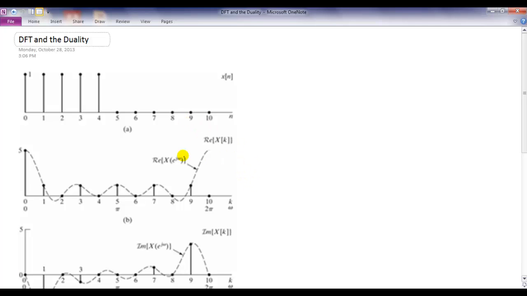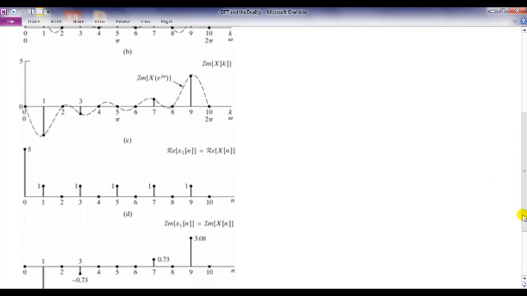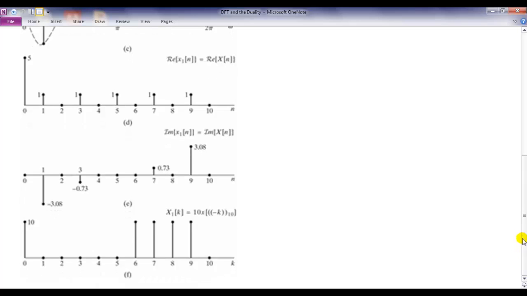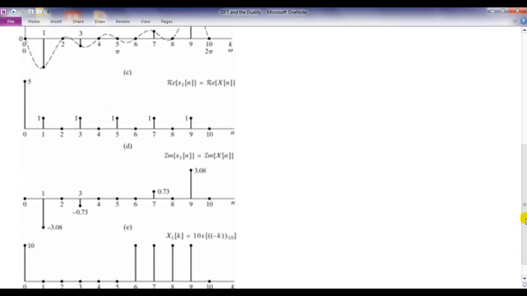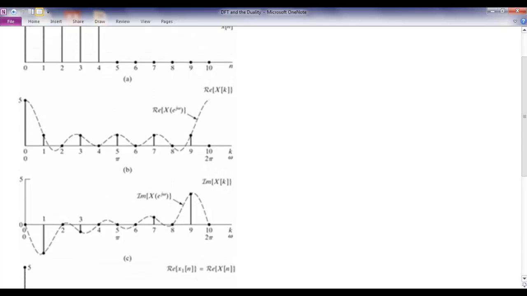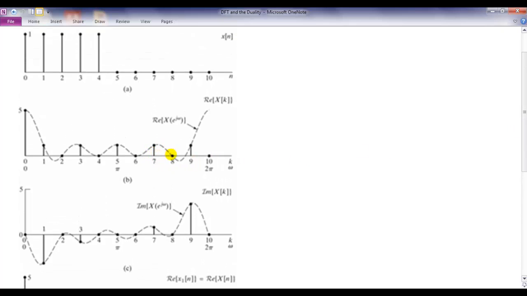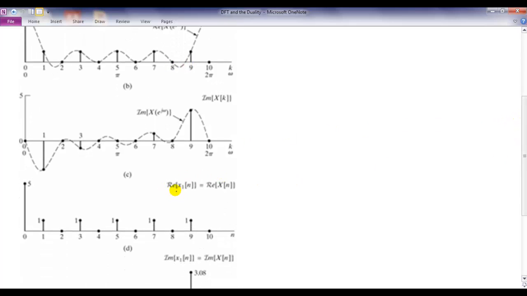If you look at this example, our x[n] is just a rectangular pulse, and these are its discrete time Fourier transform, and the DFT coefficients just correspond to the samples of this DTFT. Now, if instead I actually treat these DFT coefficients as my time domain signal.